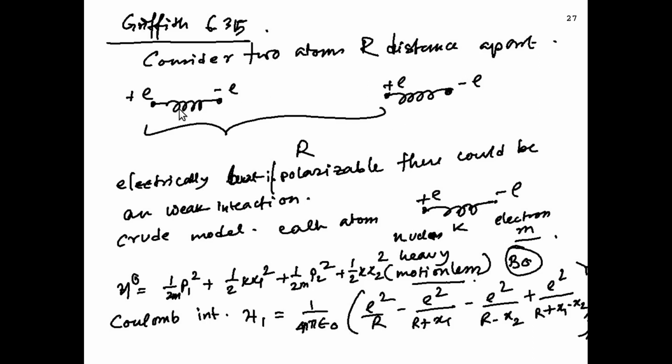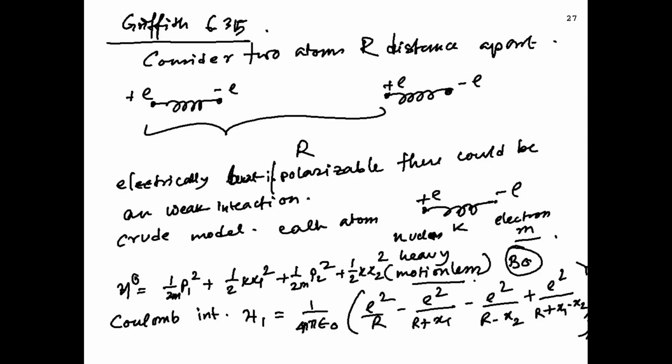So this part will have r plus x1. This part will be r plus x1. So let's say this plus e and minus e, and this part, this plus e and minus e, will be r minus x2, and so on. And then there is a third part, which is between the electron and electron. So that part is basically e square by r, x1 minus x2. Okay. So that is basically your full Coulomb interaction potential, which you treat as a perturbation.